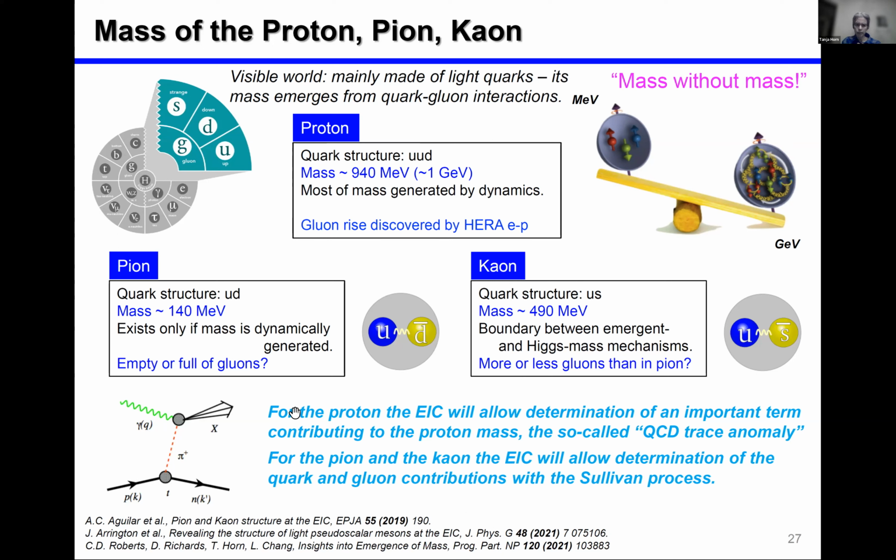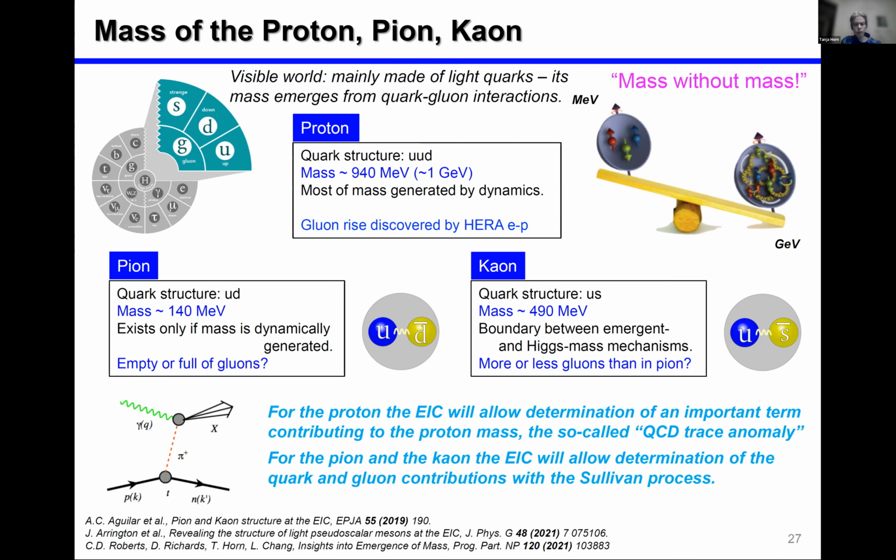In fact, as the first line here says, it can also contribute for the proton, where it will allow the determination of an important term that contributes to the proton mass, and that's the QCD trace anomaly. There, of course, I could say much more, but in this talk I will focus only on the pion and kaon, where the EIC will allow determination of the quark-gluon contributions with the Sullivan process, as I already discussed a little bit earlier. And for much more information than I can cover today, you can refer to the references listed at the bottom.